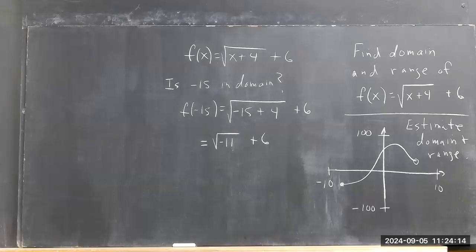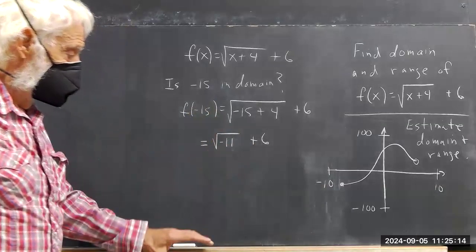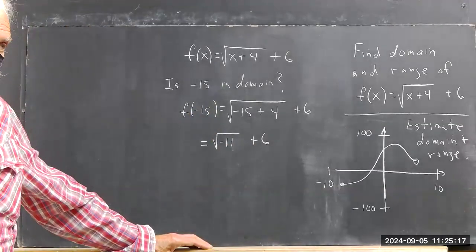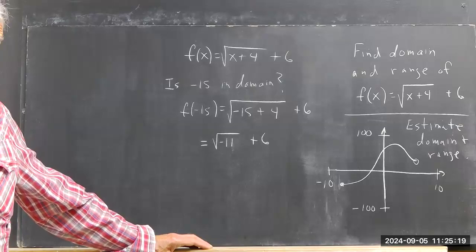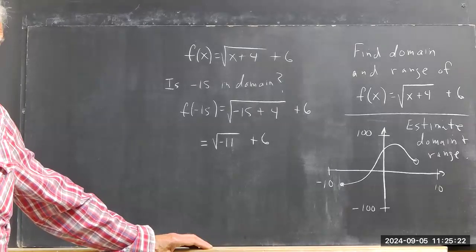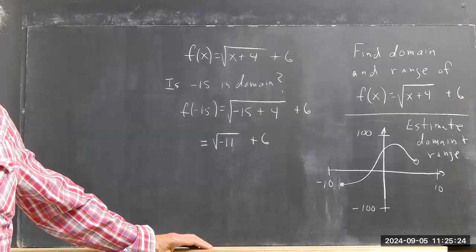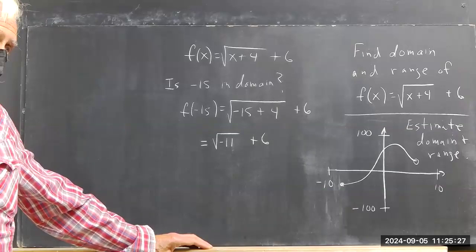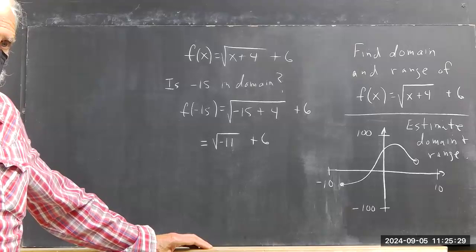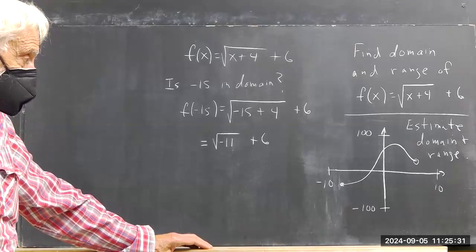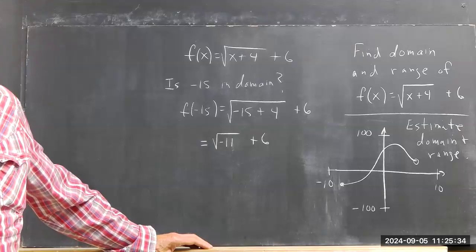Now, if you put the square root of negative 11 plus 6 into your calculator, would you get a number or would you get an error? Okay, so I asked, if you put this expression into a calculator, would you get a number or would you get an error? And somebody said, well, you get an error, and gave me a good reason, because you can't square root a negative. Then I asked, why can't you square root a negative?